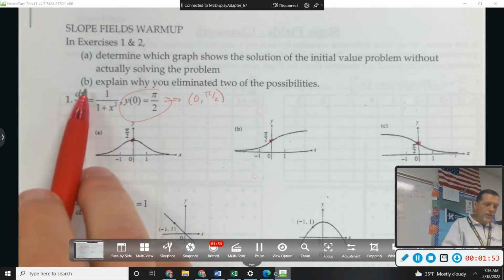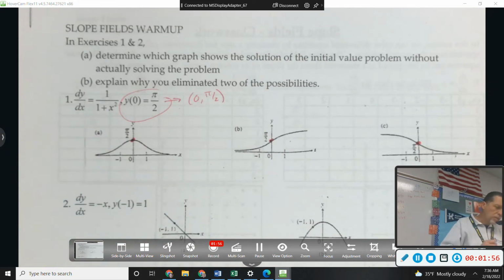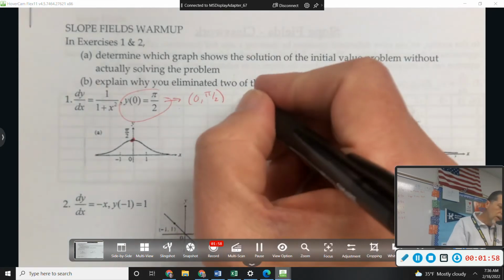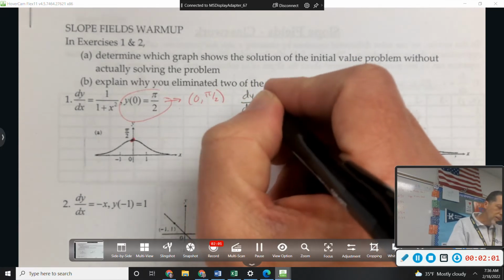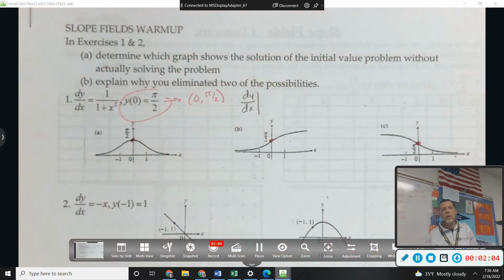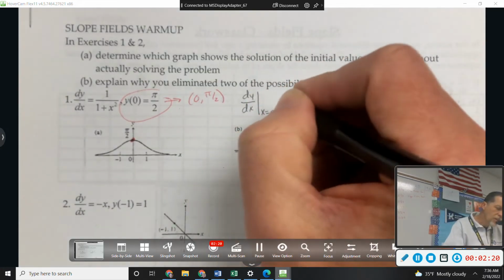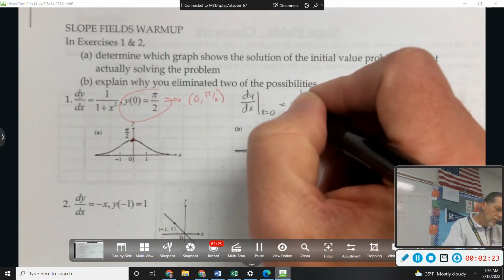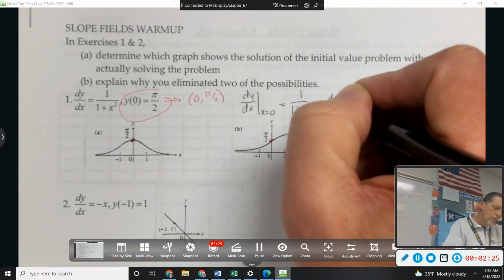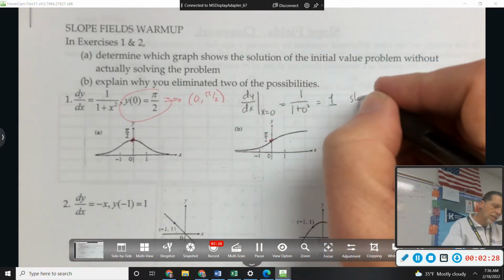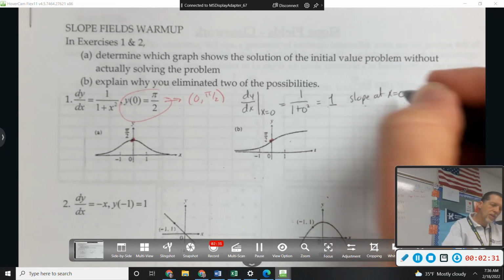dy/dx tells me the slope. So let's find the slope at a few key points, or however many points we want. What do you think would be a good or an easy spot to find the slope? What x value? What's always an easy value to plug in? 0. Almost always anyway. Yeah, let's try 0. So the slope at 0, 1 over 1 plus 0 squared, would be 1. And again, that's the slope at x equals 0.